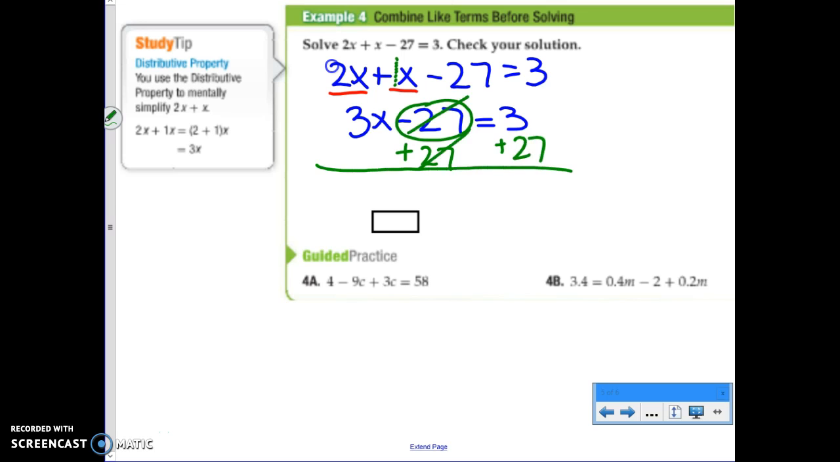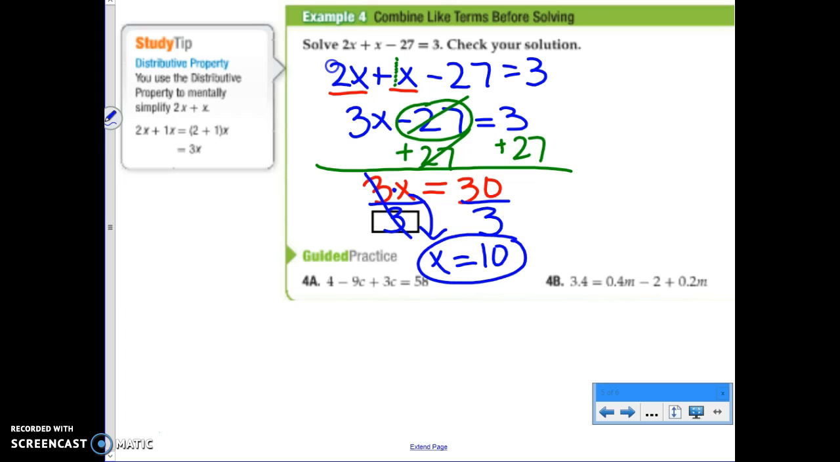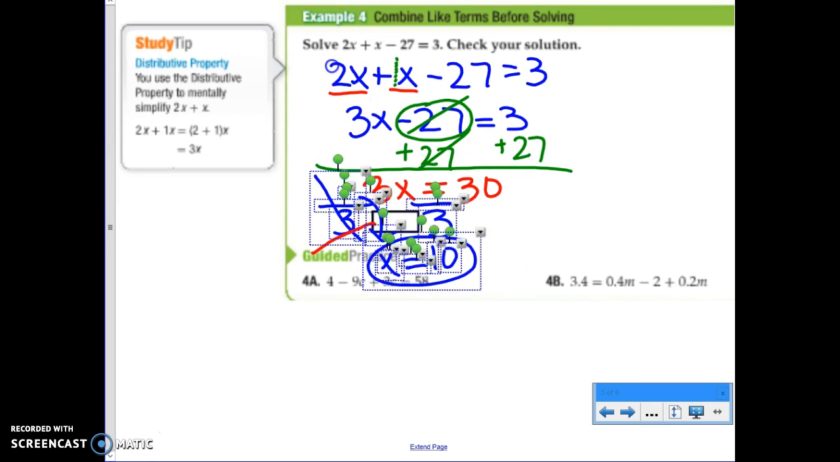And after I do, those are going to cancel out and create a 0, my negative 27 and positive 27, which leaves me with 3x equals, and 3 plus 27 gives me 30. Now I know that this is 3 times x, and the opposite of multiplication is division, so I'm going to divide by 3 on both sides. Now I'm left with just a positive x equals 30 divided by 3 gives me 10, so x is going to equal 10.